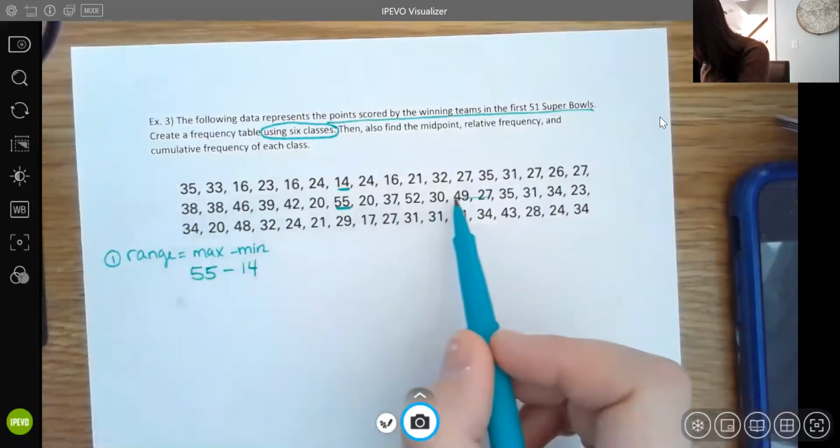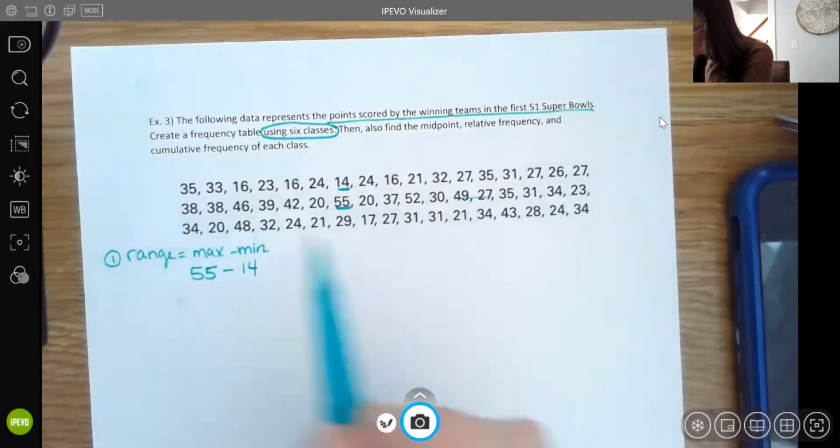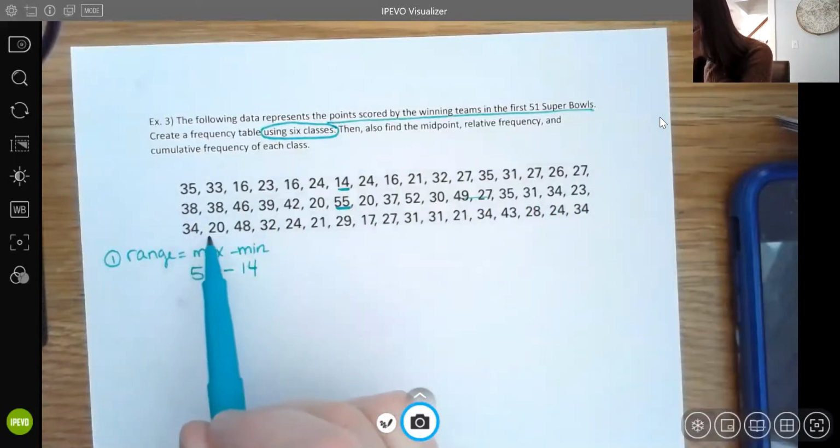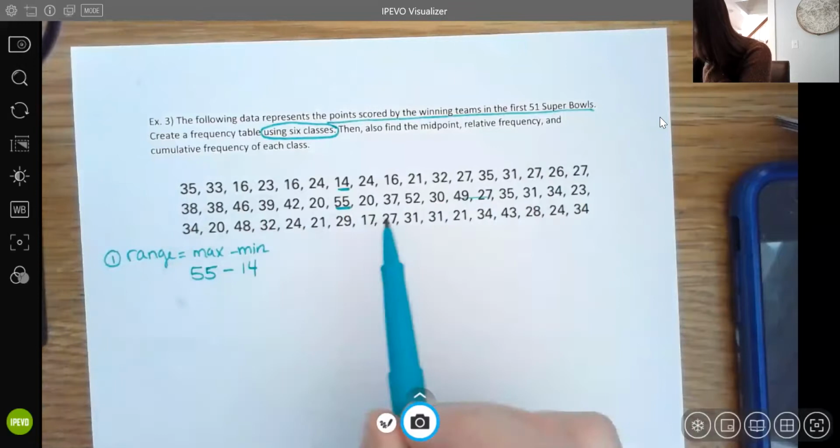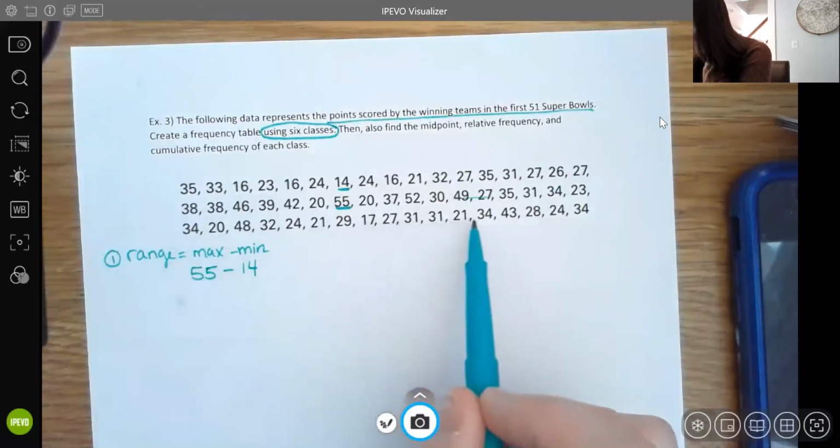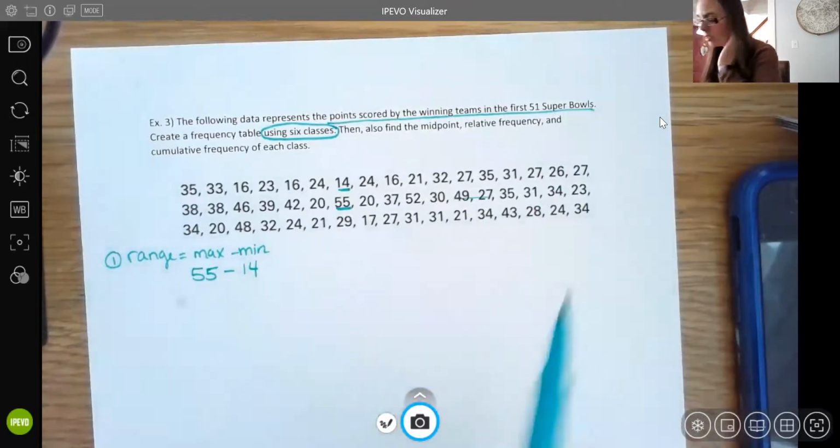Now you can also go ahead and put these in order if you want, and I'll start showing you in a couple of classes how to use the calculator, because the calculator can help you do that. But if you want, you can do that in order. It's going to save you time later on anyway. So 14 looks like the smallest.